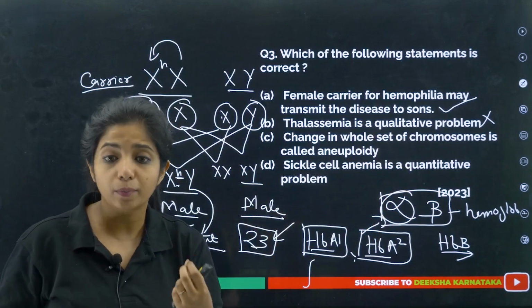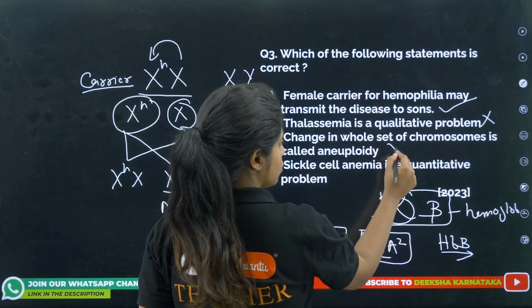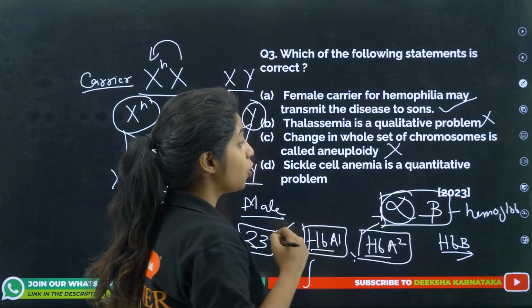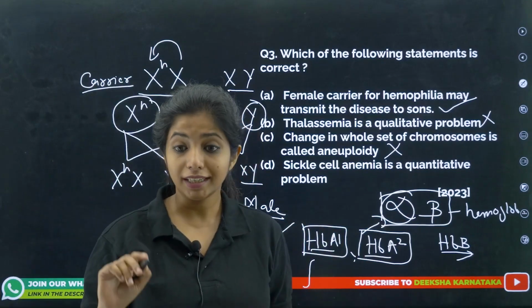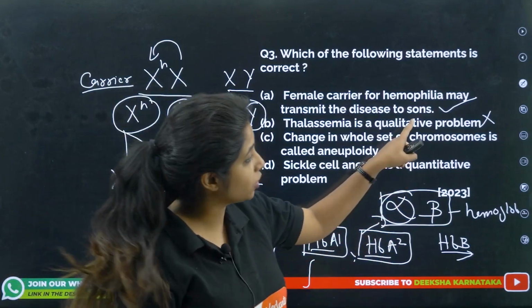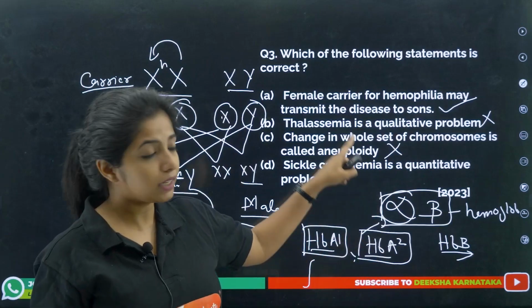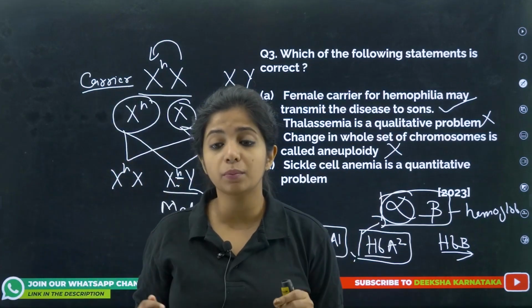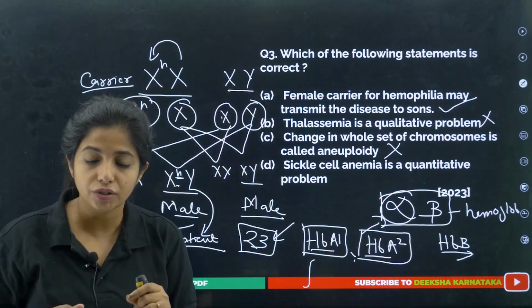That is known as polyploidy, not aneuploidy. So this is also wrong. Sickle cell anemia is a quantitative problem. No, it is not a quantitative problem. It is a qualitative problem. Quantitative was this. Why do I call sickle cell anemia a qualitative problem, my dear children?